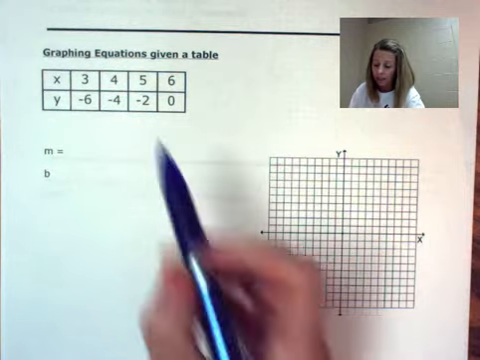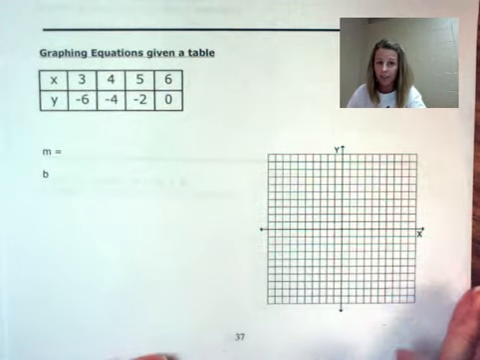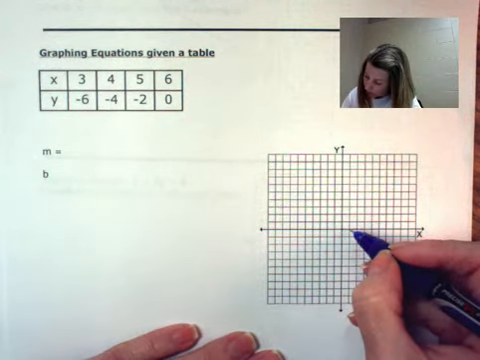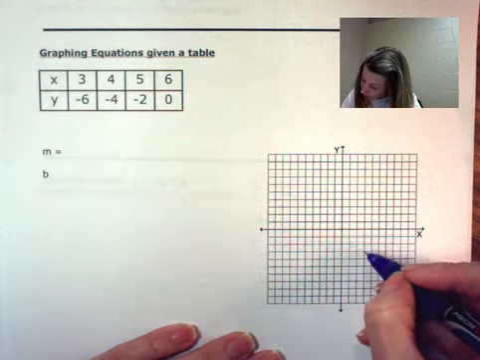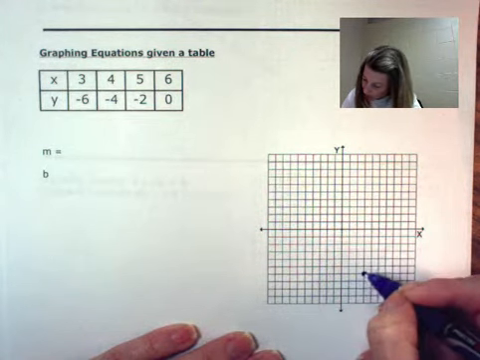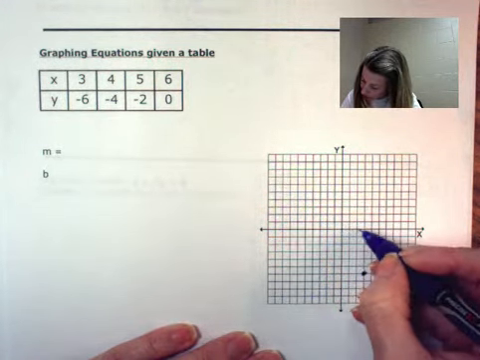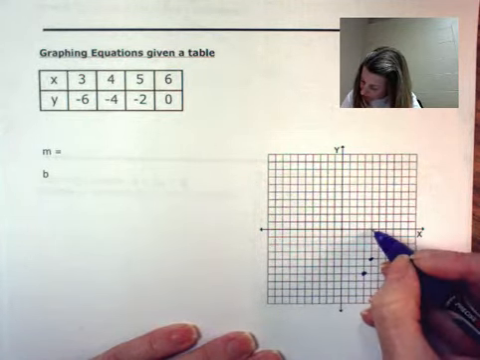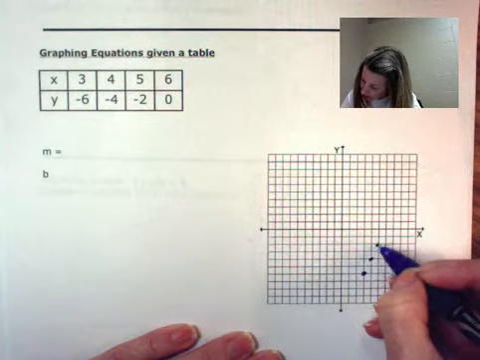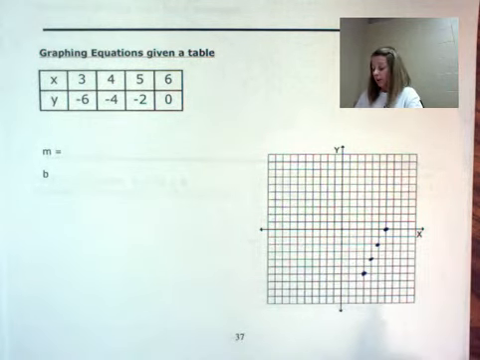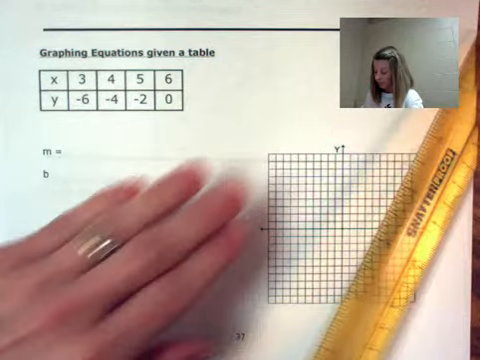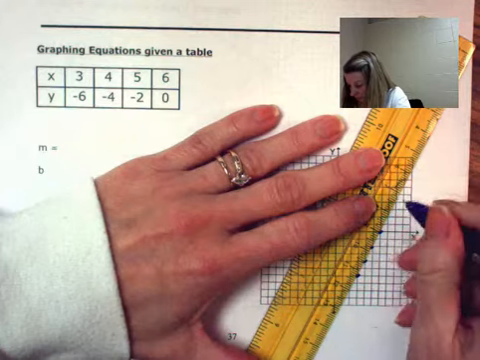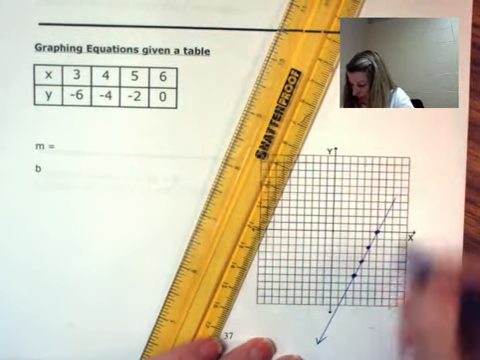I would do the same thing. Let's plot all these points out. So let's plot the 4 ordered pairs and connect our line. So 1, 2, 3, 1, 2, 3, 4, 5, 6. 4, -4. 1, 2, 3, 4. 1, 2, 3, 4. 5, -2, and 6, 0. Okay. All right, there's my line.